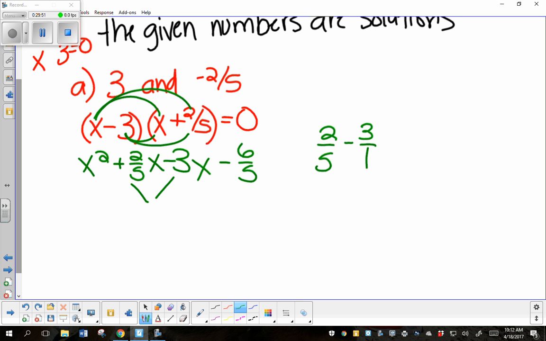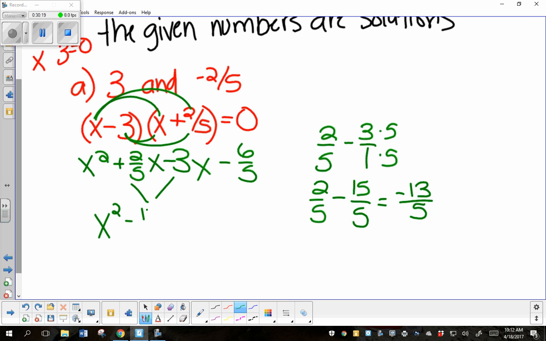To subtract fractions, do they need to have the same denominator? Yes. What do you want to change this denominator to? Yeah, let's multiply it by 5/5. So we've really got 2/5 minus 15 fifths. Raise your hand if you can tell me what 2 fifths minus 15 fifths is, Elise. Nice, negative 13 fifths. We can leave it improper, that's fine. So we've got x squared minus 13 fifths x minus 6 fifths equals 0.